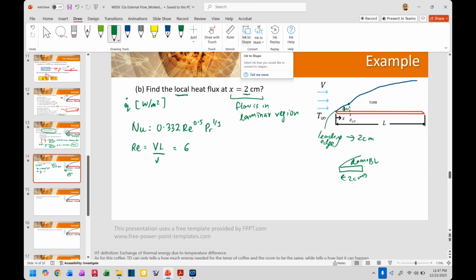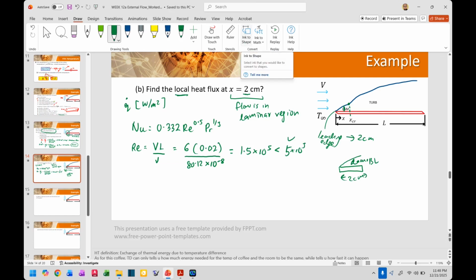L is what? L is 2 centimeters, not 50 centimeters. So you plug in the numbers. Velocity V was 6. L is 0.02 in meters. Make sure the units are all correct in SI. And the nu was 8.012 times 10 to the -7. Work this out, you will get 1.5 times 10 to the power 5. So this is smaller than 5 times 10 to the power 5. So of course, it's in the laminar region. Okay, so that confirms your calculation.